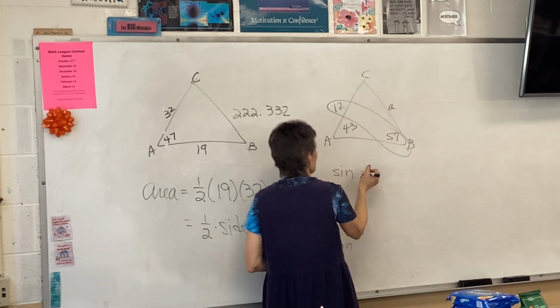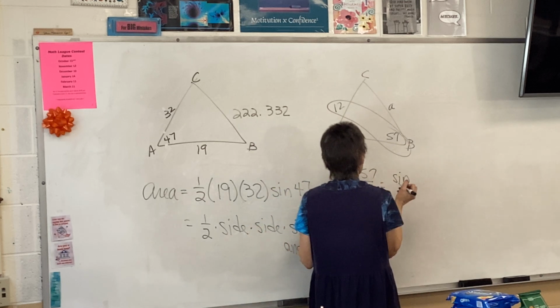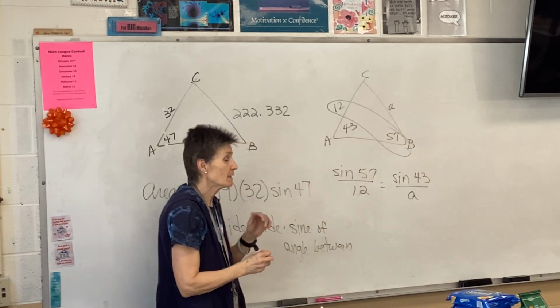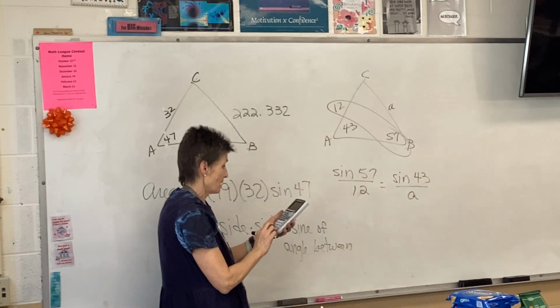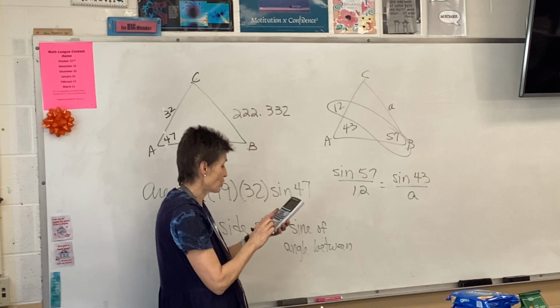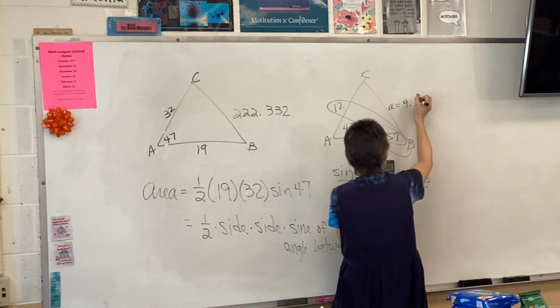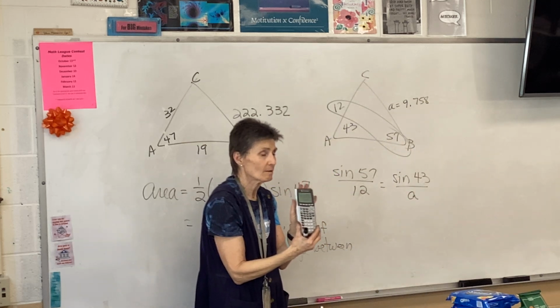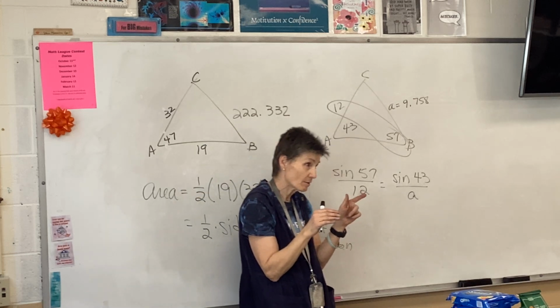Sine 57 over 12 equals sine 43 over A. Everybody okay? We're not gonna use the inverse button, we're just gonna straight type it in. So, cross multiplying, showing however much work you need to show. I got 9.758, but I'm gonna leave that on my calculator, leave it right there. Because that is not the answer, right? On the area. I need the area.